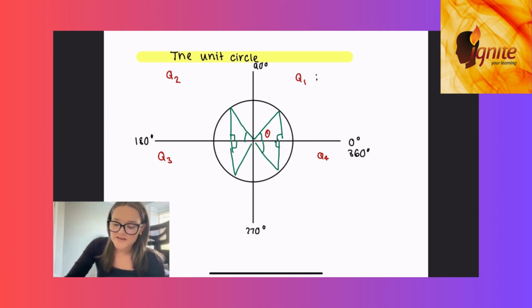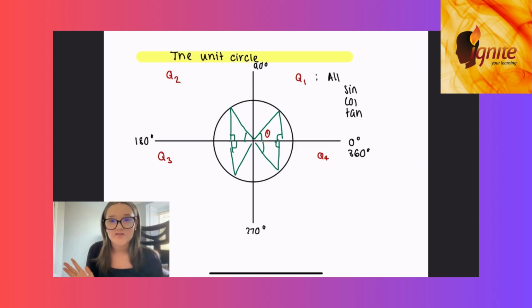So in the first quadrant here, all my sine, cos, and tan ratios are going to be positive because my x and my y axes in this quadrant are positive. So any trig ratio that I get is going to be a positive number.